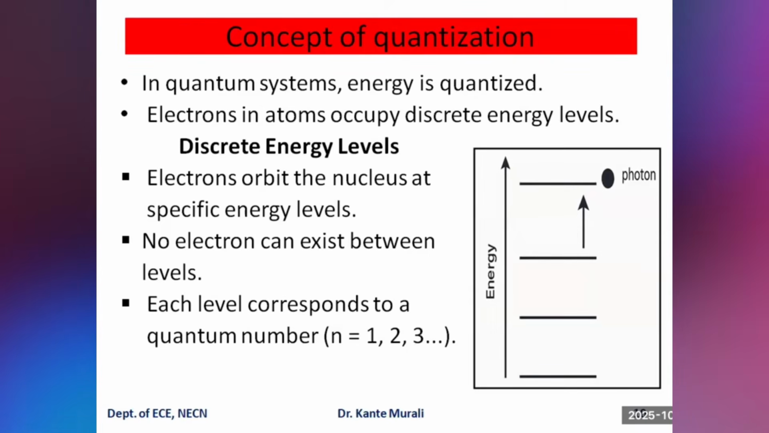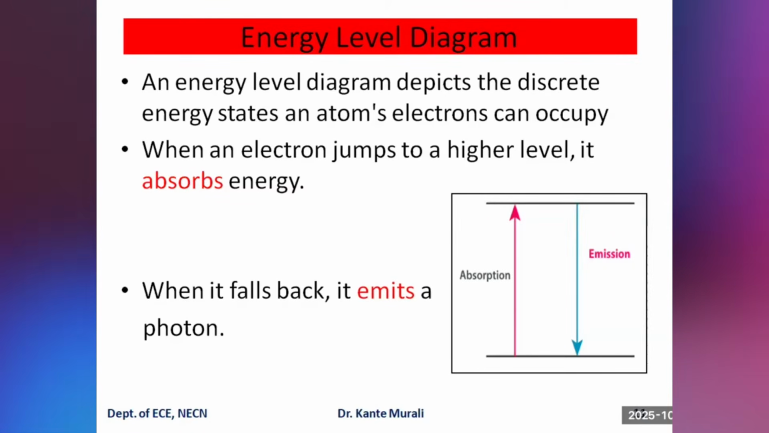However, no electron exists between the levels. Each level corresponds to a quantum number. The concept reveals that energy is quantized. The electrons in an atom occupy discrete energy levels. When an electron jumps from a low energy level to a high energy level, it absorbs energy. On the other hand, when it falls from a high energy level to a low energy level, emission takes place, like in an LED or laser. It reveals the concept of quantization and how energy levels are discrete, and how we can make use of the discrete levels concept to build systems like lasers, photodetectors, etc.